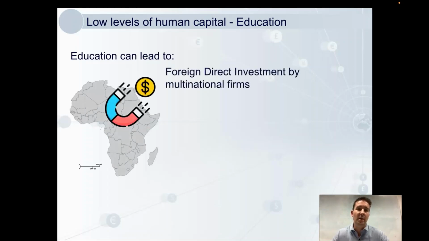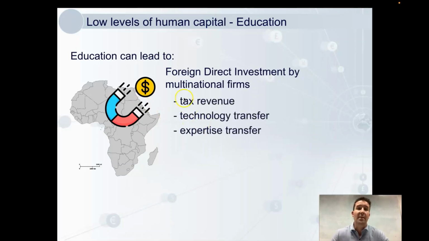How can education help? Again, the foreign direct investment by multinational firms that can act as, I like this picture that I made, by the way, of a magnet drawing in money. So multinationals can take advantage of an educated workforce because they're going to be better at their job. So that's going to be a bit of a draw card for the multinationals to invest in the country. That can bring in tax revenue. It can also bring in some technology. We get technology transfer when we get the FDI, and we get the expertise. So these multinationals come in and the developing countries learn their methods and techniques and can boost the human capital in the home country.